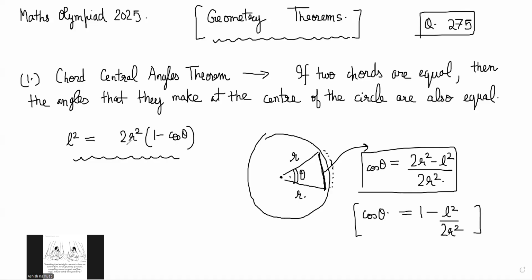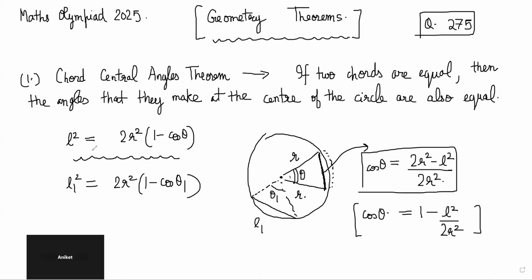Since right now we are talking of a single circle, if there is another chord somewhere here making an angle theta 1 at the center and length L1, we will have a similar relationship: L1 square is equal to 2r square into (1 minus cos theta 1). It is obvious from there that if the length is the same, then cos theta should also be the same, and vice versa. That is the basic idea: equal chords subtend equal angles at the center.